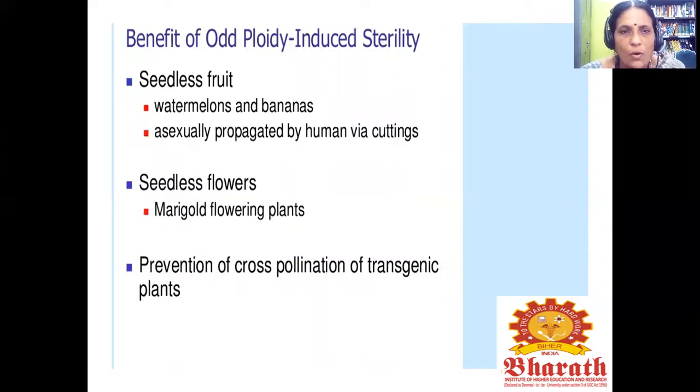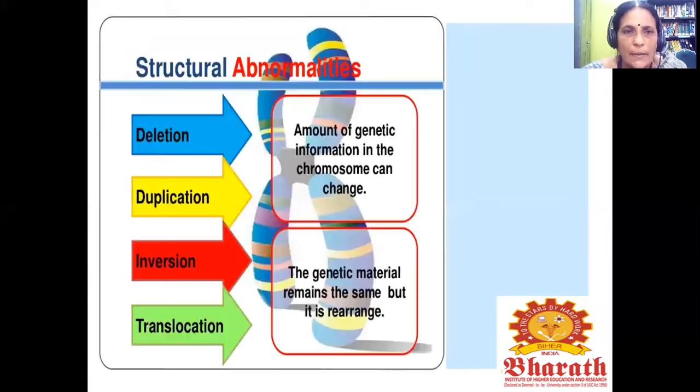The benefit of autoploidy-induced sterility is that you can get seedless fruit, namely watermelon and bananas, which are asexually propagated by humans via cutting. Then you can get seedless flowers, for example the marigold flowering plant, and prevention of cross-pollination of transgenic plants. These are the benefits of ploidy-induced sterility. That is the last we see about numerical aberration.